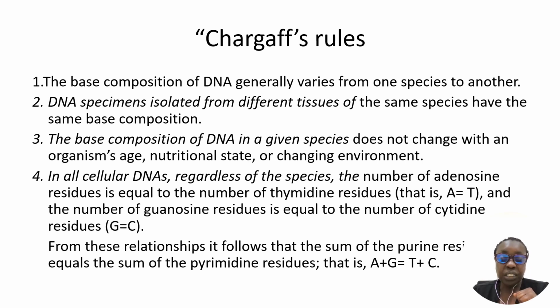And then the fourth rule of Chargaff's is that in cellular DNAs, regardless of the species, the number of adenosine residues is equal to the number of thymidine residues. We saw that because A and T always base pair. So if there are 10 adenines, there are 10 thymines. Guanosine and cytosine also base pair. If there are 10 guanosines, there will be 10 cytosines. So because of this, it gives us a sum of A plus G is equal to T plus C.